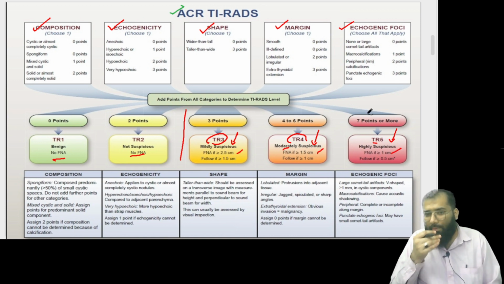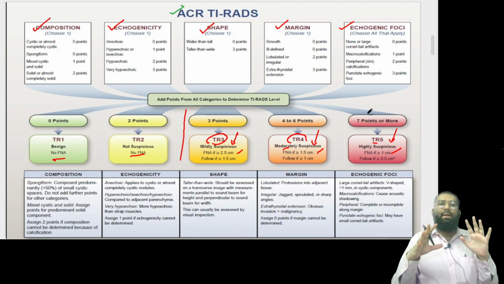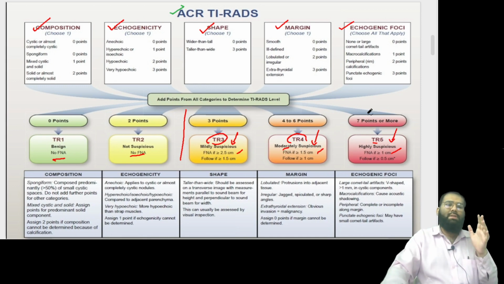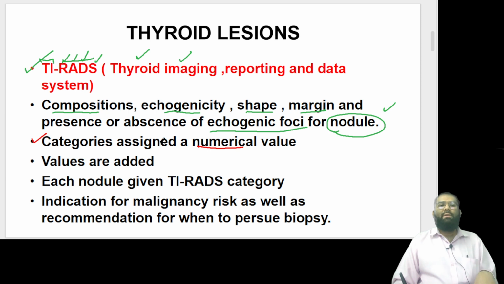Okay. Now, with this, a brief idea. I understand that for those who are new, it will be a bit difficult, so I'll be discussing each of these so that it becomes very easy for you to understand. You have these 5 criteria, and each category is given a particular number. These numbers are added up, and based on this score, we give the TIRADS value. So TIRADS 1 to 5.